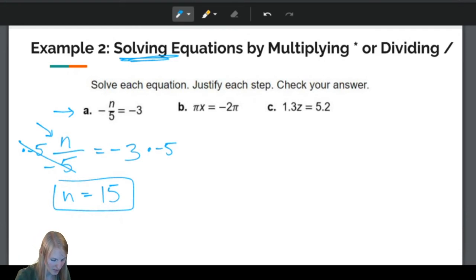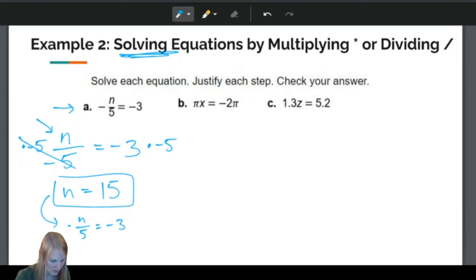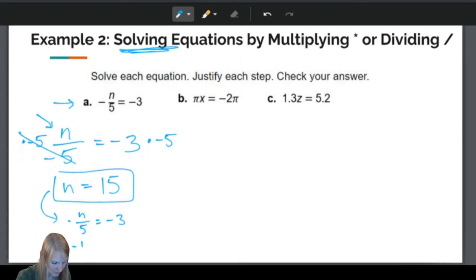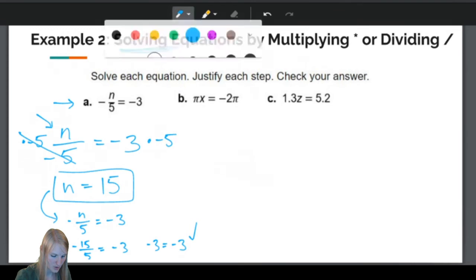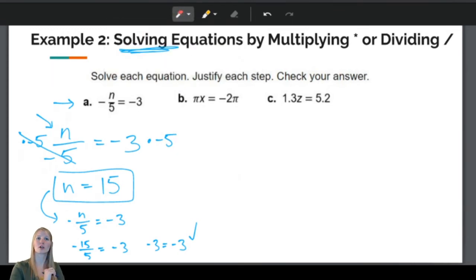So if I take the negative n over 5 equals negative 3, and I put the 15 in there, I get negative 15 divided by 5 equals negative 3. 15 divided by 5 is 3, and it's negative, so I have negative 3 equals negative 3. Boom. We were right. Wonderful. New color. New question.